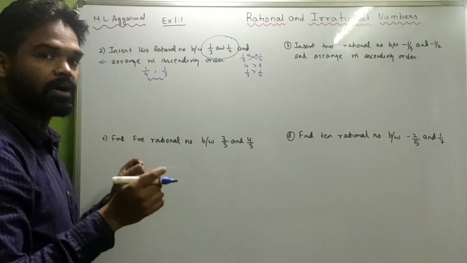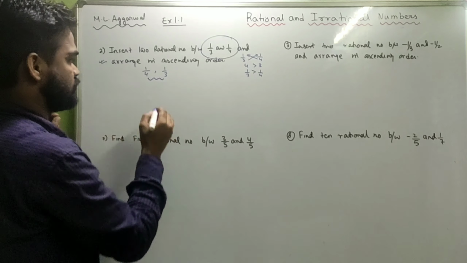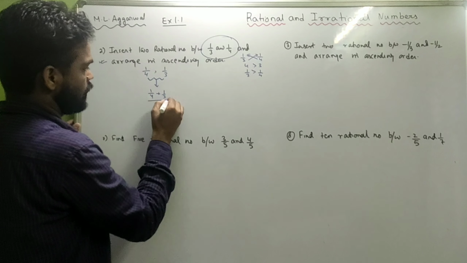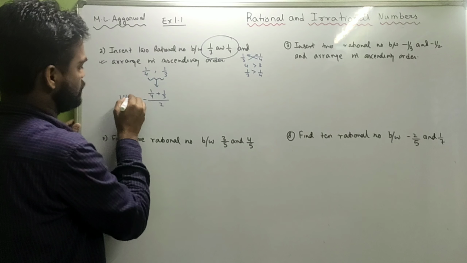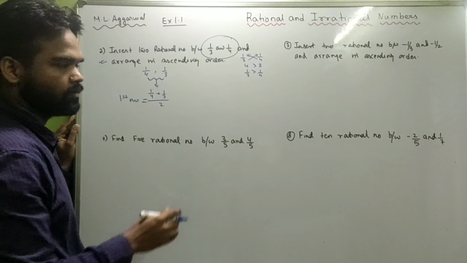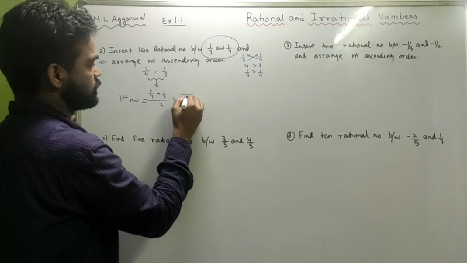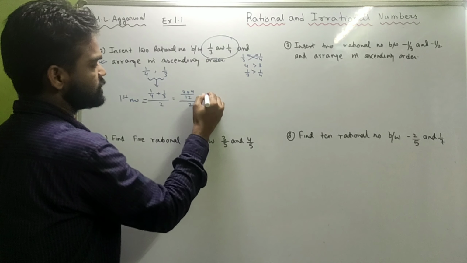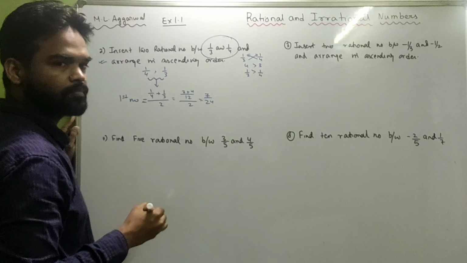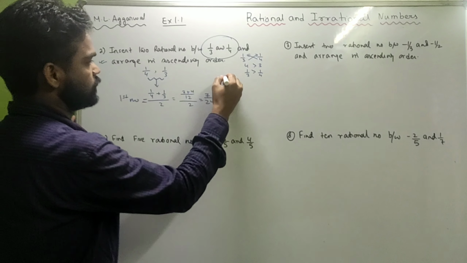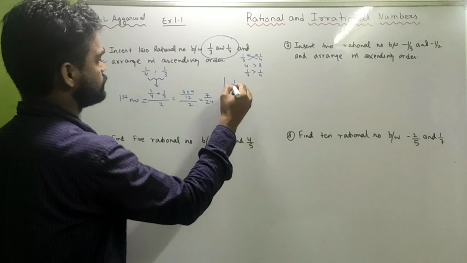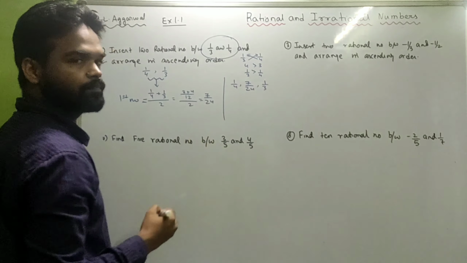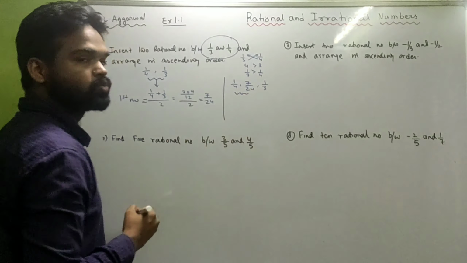How do I insert a number between them? Just find the average. How do you find the average? This is the first number I've inserted. You add the 2 and divide by 2. So that's (3 plus 4)/12, that's 7/24. So what happens? This becomes 1/4, 7/24 and 1/3. Now I'll add one more number between these 2 numbers.